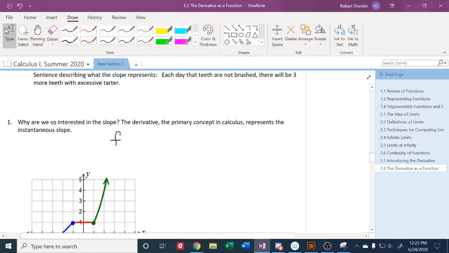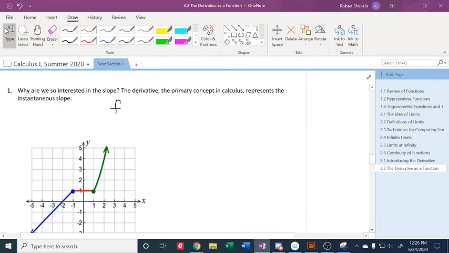Why are we so interested in slope? We've been really focusing on the interpretation of slope here, because the derivative, which is the primary concept in all of calculus 1, 2, and 3, and its inverse operation, which we'll find out to be the integral, are the two big concepts in all of calculus. But the derivative represents the instantaneous slope. Instantaneous slope is huge.